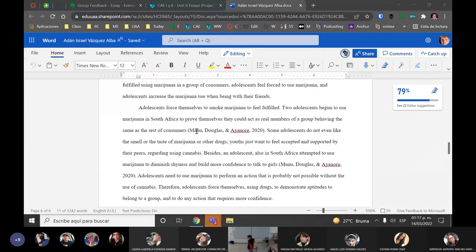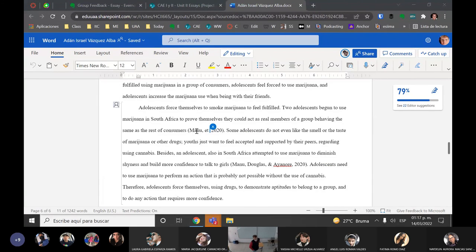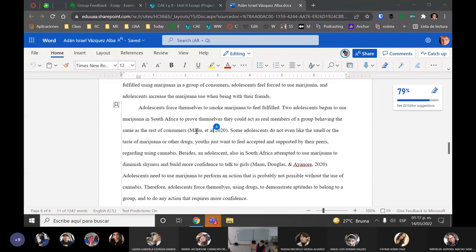E-T-A-L, et al. So include the first author. In fact, Adan, if you want to change that just so we can see an example. Manu, comma, et al, period, comma, space, 2020. So that just means the first author and then everyone else. Three or more authors, you can use et al.